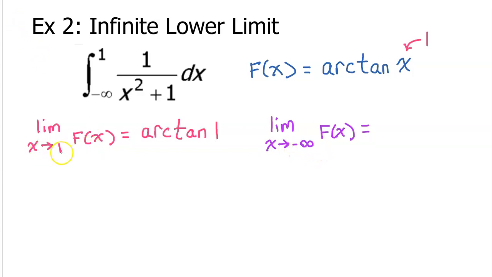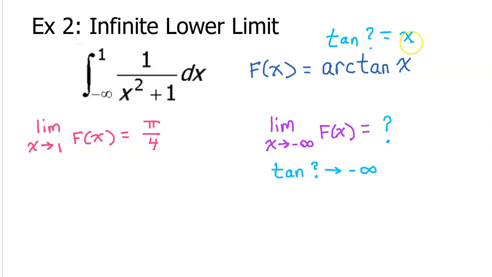The limit as x approaches 1 can be found by direct substitution. The value of arctangent 1 is the answer to the question, the tangent of what angle is equal to 1. The tangent of pi over 4 is equal to 1, so that's the limit. Finding the limit as x approaches negative infinity is not going to be so easy. First of all, the value of arctangent x is the answer to the question, the tangent of what angle is equal to x.